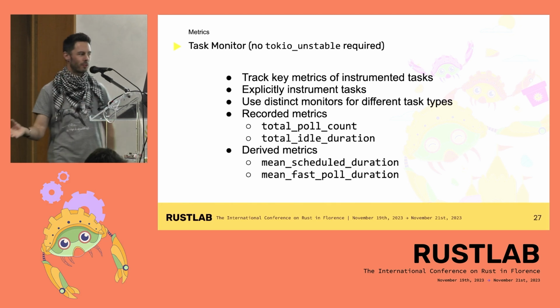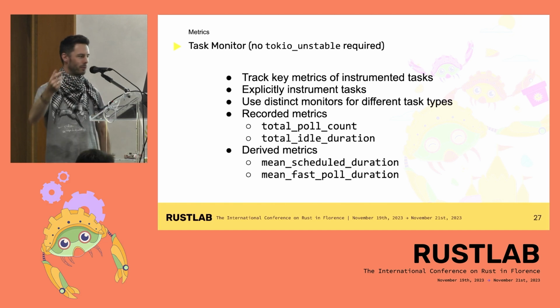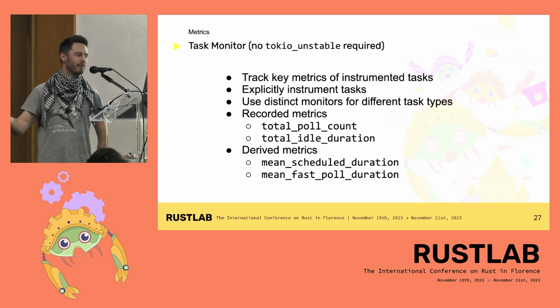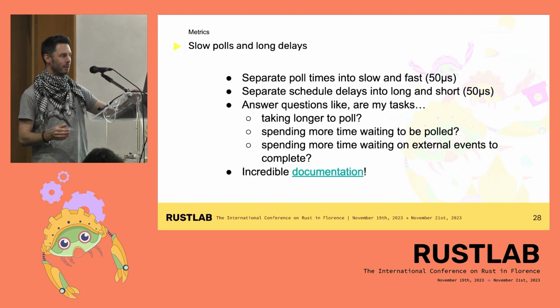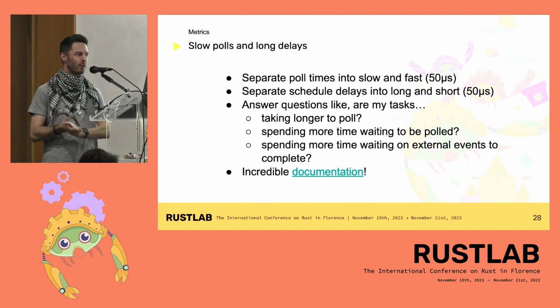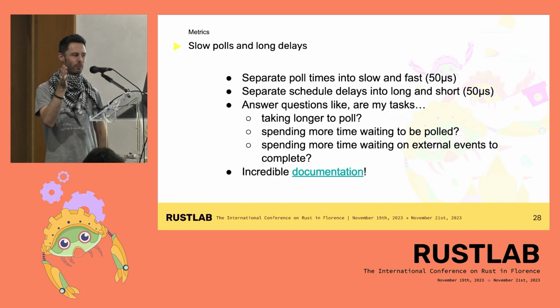You have recorded metrics, for example, total poll count, the number of times that a task has been polled, so the number of times it's been woken up to work, total idle duration, derived metrics such as the mean scheduled duration, the mean fast poll duration. Scheduled duration is the time from when a task gets woken up until it gets polled. And fast poll time is interesting because in the Tokio Metrics crate, we distinguish fast and slow polls, where the default breaking point is at 50 microseconds, but that's configurable, and long and short scheduling delays. Again, the breaking point is at 50 microseconds, but you can configure that.